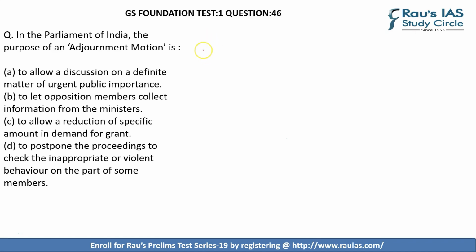Question number 46 contains 4 statements and we need to identify which among them is the purpose of adjournment motion. So let us understand the meaning of adjournment motion. Now the literal meaning of adjourn is to postpone, and this information alone is enough to solve this answer. However, let's discuss the meaning of adjournment motion.